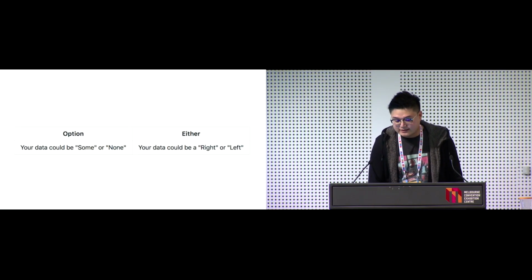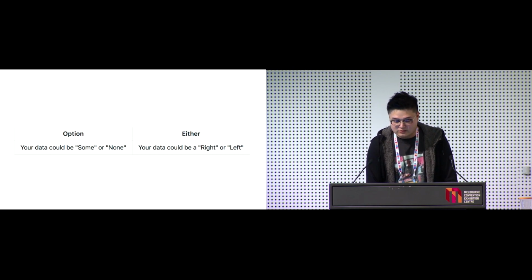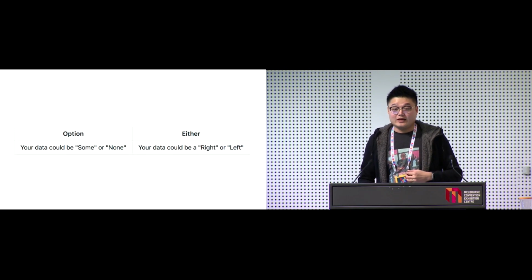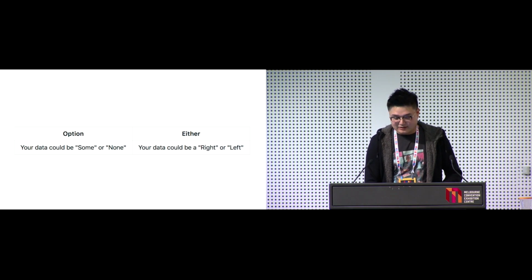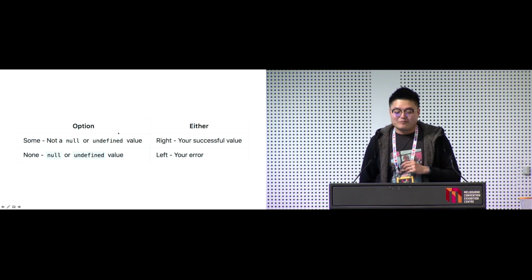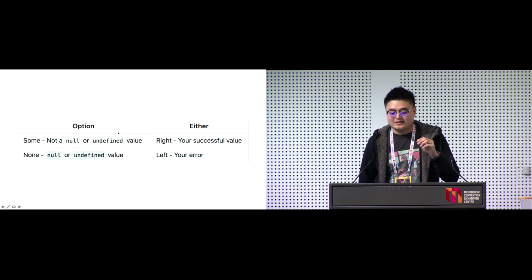These are a couple of nice tables that I drew. The difference between option and either here is that your data could be a some or a none, while either could be a left or a right. And I was told to change this slide, but I didn't really. So for an option, a some means that it's not a null or undefined value, which means that it could be an integer of 1 or a string of a or something. As long as it means something, it is an actual value. And a none means that it's null or undefined. It just symbolizes what it contains.